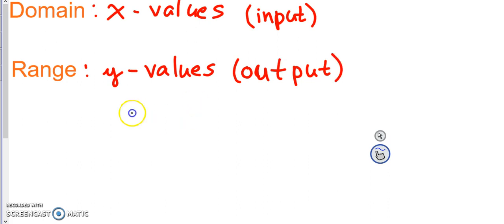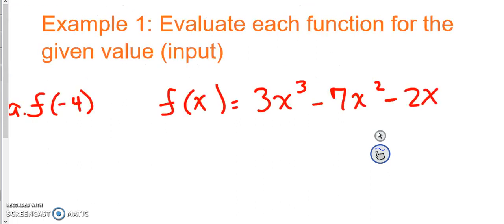Okay. So with that, let's go into a problem where we're going to deal with evaluating, and then we're going to talk about domain and range of that function. All right, so here's example 1, and we're going to evaluate each function for the given value or the input. Here we have a, the first one, f of negative 4 is what we're trying to find. And we're going to do the function f of x equals 3x cubed minus 7x squared minus 2x.